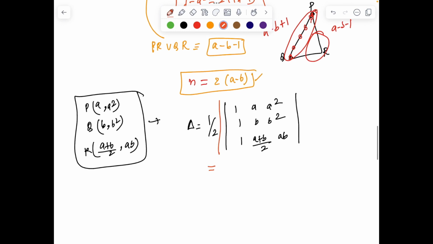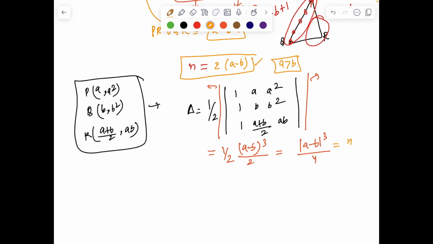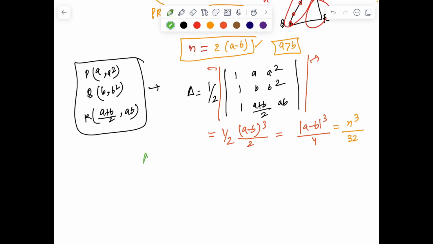Okay, so if we take the magnitude of this, the first is half times (a minus b) whole cube by 2, which gives mod of (a minus b) whole cube by 4. Since a is more than b according to the diagram, the value of a minus b can be written as n by 2, so that becomes n cube by 8, and 8 into 4 is 32. And that's a very surprising result, because you can see the area of the triangle just depends on the number of lattice points. So delta is n cube by 32.